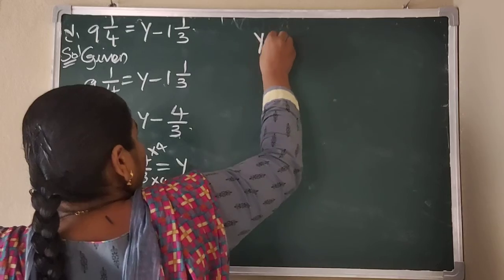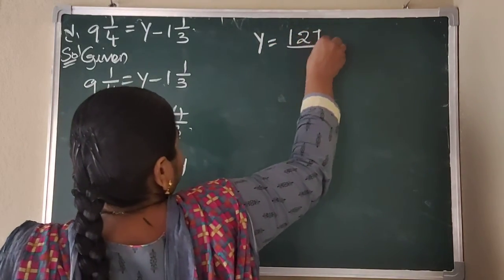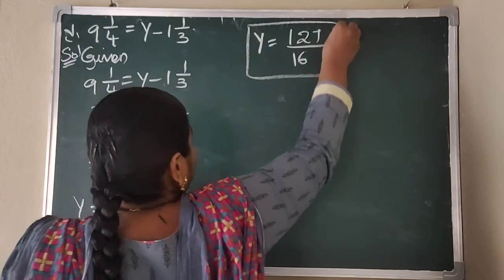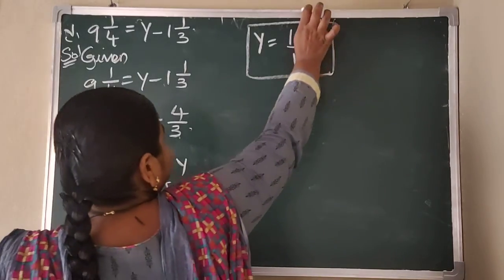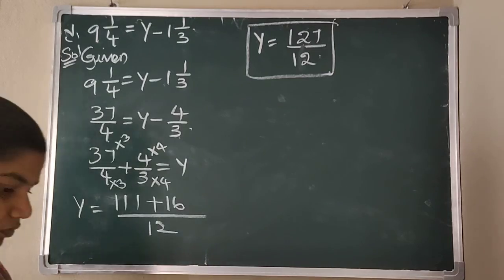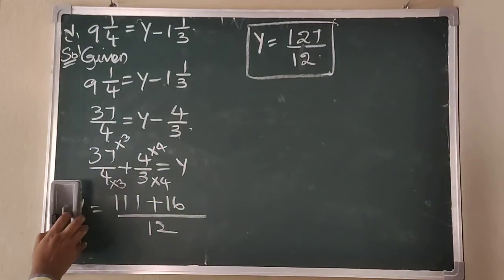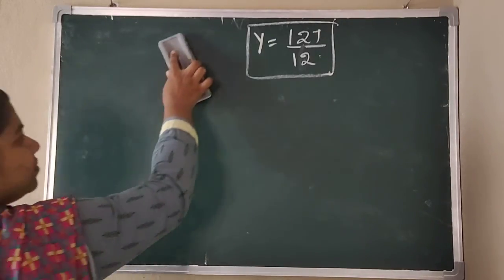So what will the y value be? It is 127 by 12. So the y value we got is 127 by 12. This is our fifth solution. So next, sixth one.